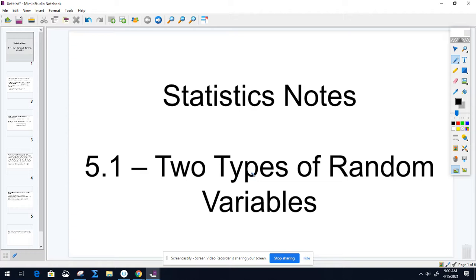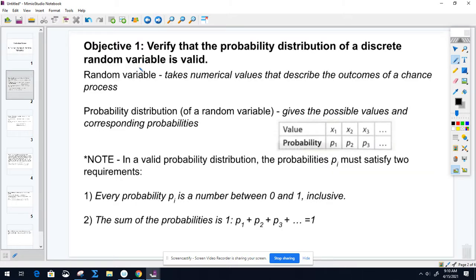So we're going to be dealing with two types of random variables. Okay, two types of random variables. And objective one is to verify that the probability distribution of a discrete random variable is valid. So first we have to know what a random variable is. And this takes numerical values that describe the outcomes of a chance process. Again, chance process being random, okay, and then numerical values. So that's what makes it a random variable.